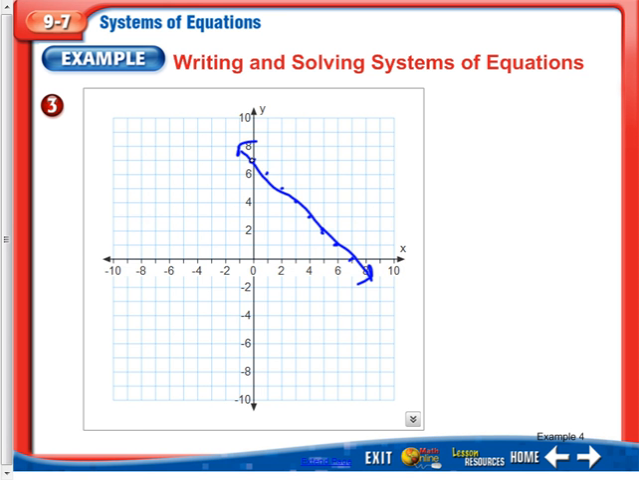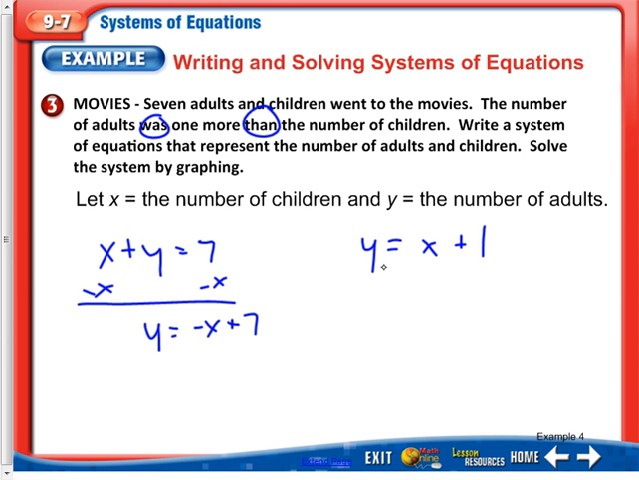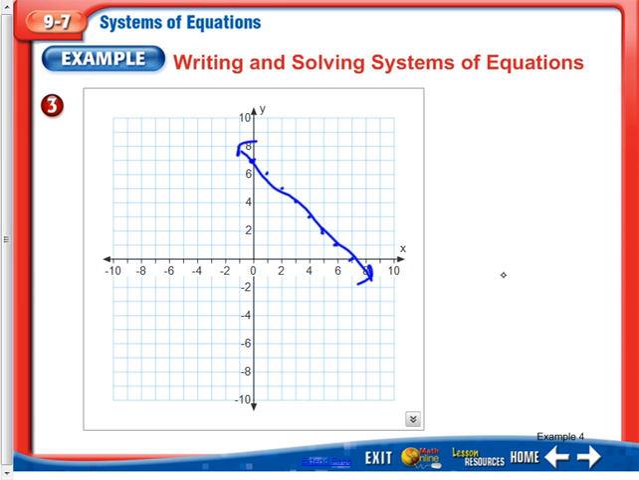And then the other graph is y equals x plus 1. So let's go to positive 1. It is a positive slope of 1. And there we go. We just found our solution by graphing. So draw our line in. And then our solution is going to be at 3, 4.